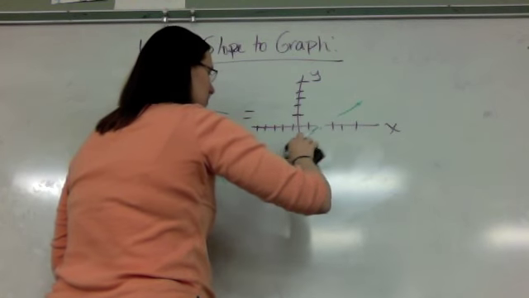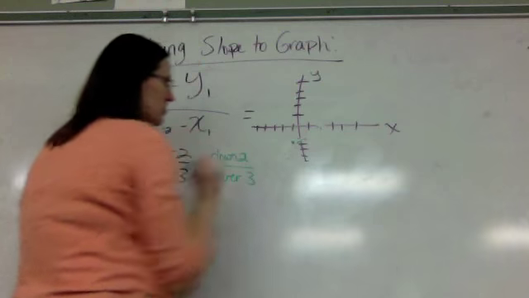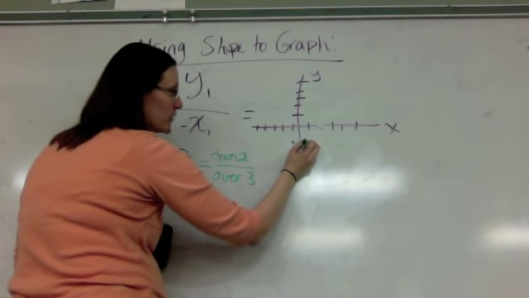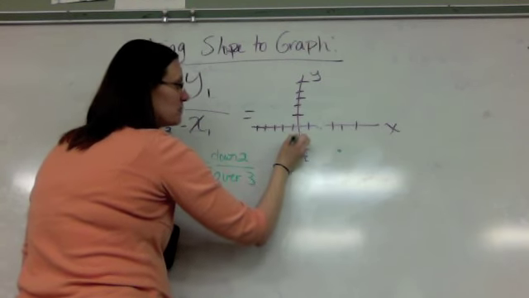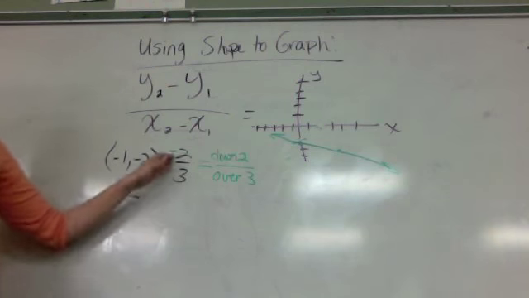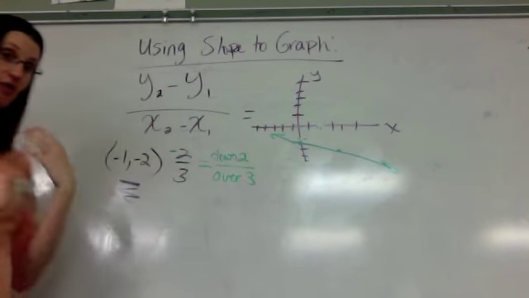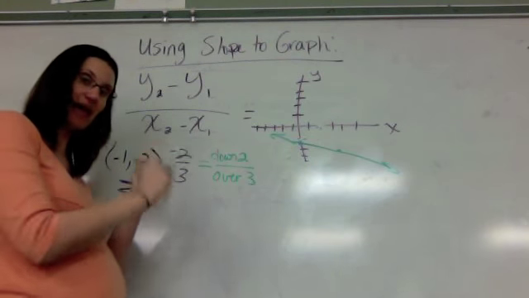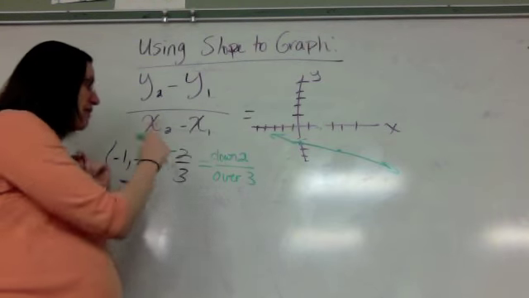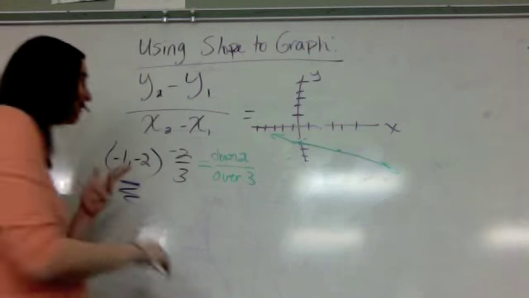So if -1, -2 is still my starting point, now I'm going to go down 2, 1, 2, but I'm still going to go over 3, 1, 2, 3. I'm still going to go that way. Since this is a negative slope, it makes sense that my graph should be downhill, because we know from rate of change and from slope in our last video, negative means going downhill. And as with our first graph, when it was +2/3, we knew it should be going up.